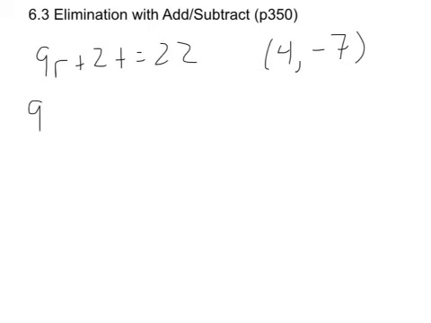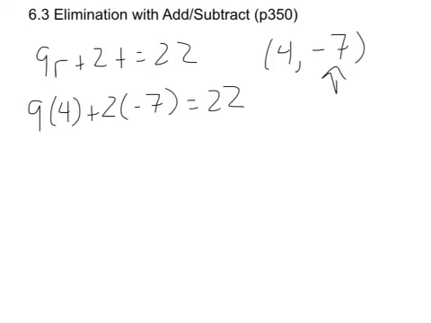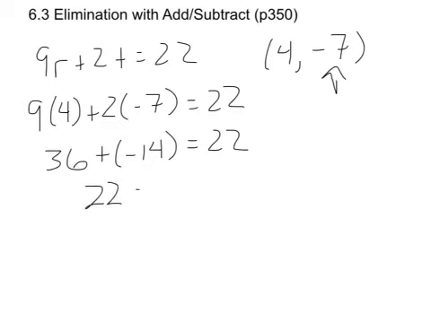So I'm going to substitute 4 for r. 9 times 4 plus 2 times, and t is negative 7, equals 22. 9 times 4 is 36, plus 2 times negative 7 is negative 14, equals 22. 36 plus negative 14 is the same as 36 minus 14, which is 22, equals 22. So I am checked. That is the correct answer for my system.